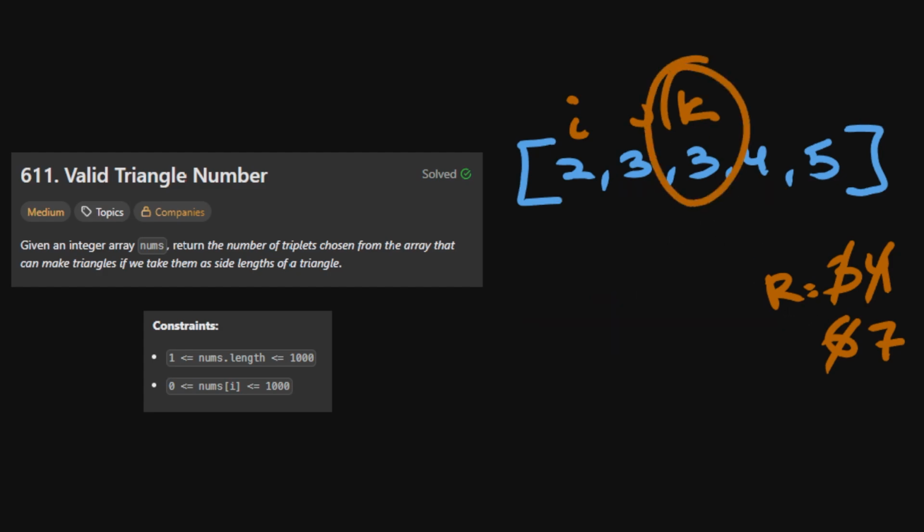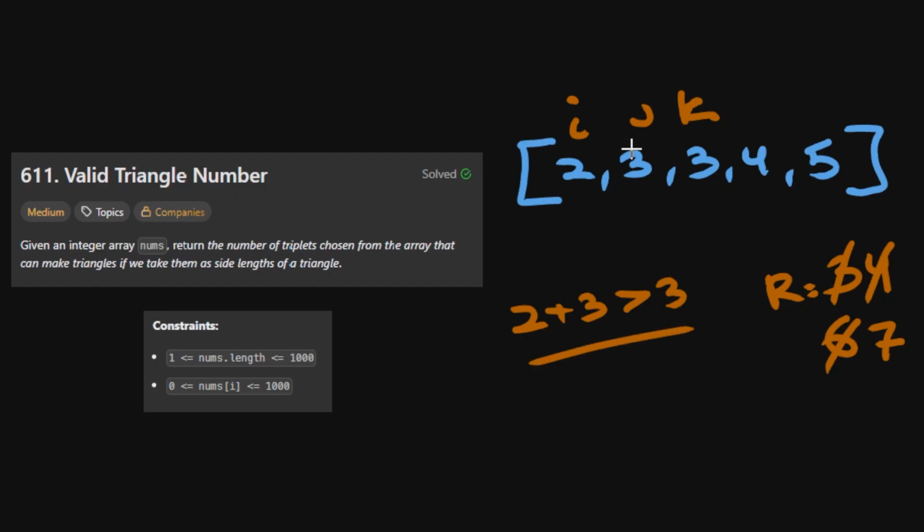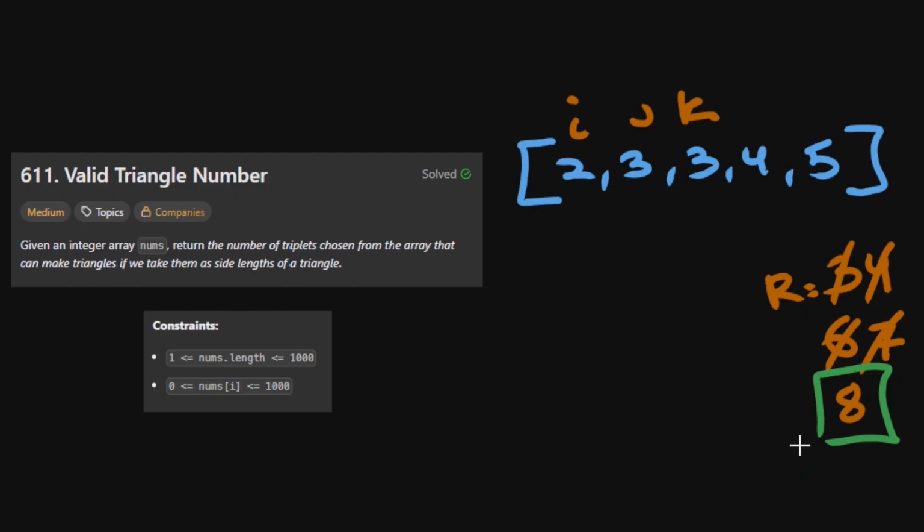Finally, we can update K, and we are checking if this is a valid triangle, and 2 plus 3 is greater than 3. So here we have another valid triangle, so we add 1 minus 0 triangles to the result. This is 8. And finally, we can return 8. So this is it for the approach. Now with this in mind, let's go with the code, and hopefully you will get the idea.